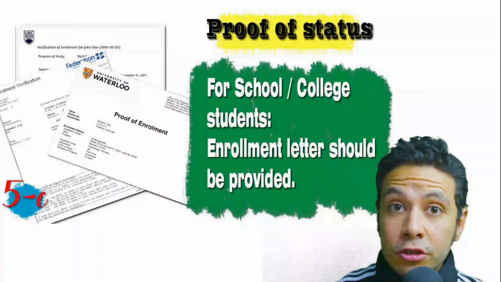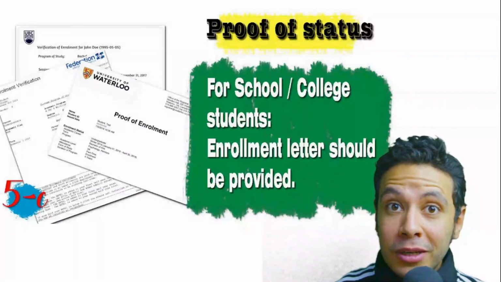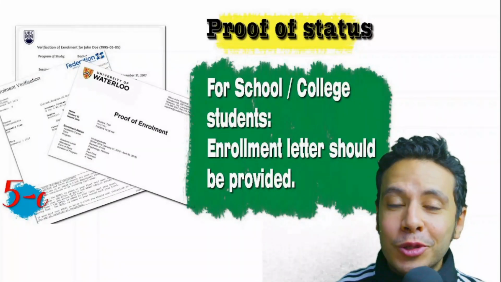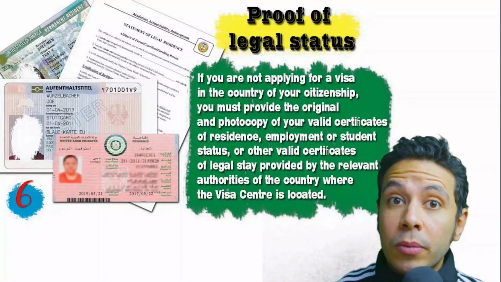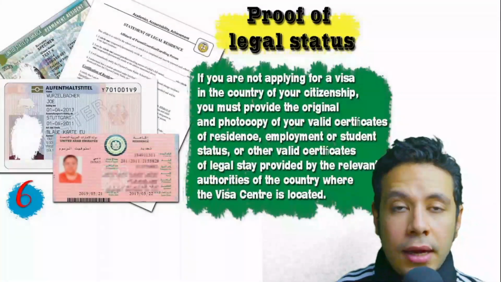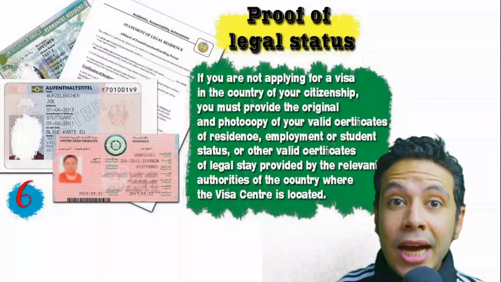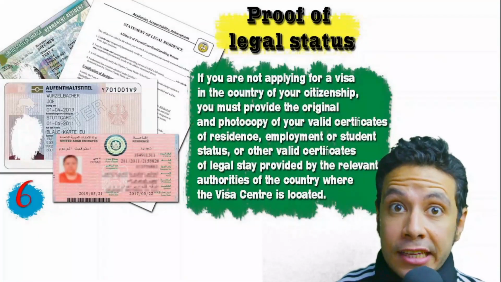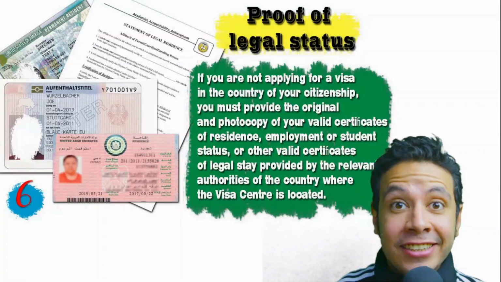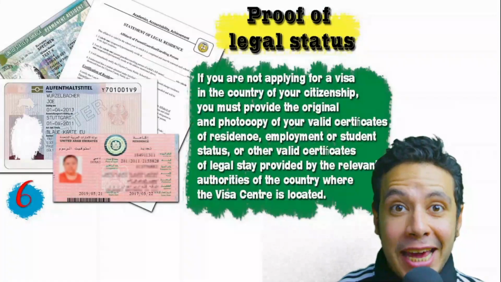But if you are a student in a school or a college, an enrollment letter should be provided from your university or your school. In certain cases, you might be applying from a country different than your own country. At that moment, you will need to provide a proof of legal status, which is a certificate of legal residence in this country. And in some cases, a valid residence visa for this country can also be accepted.